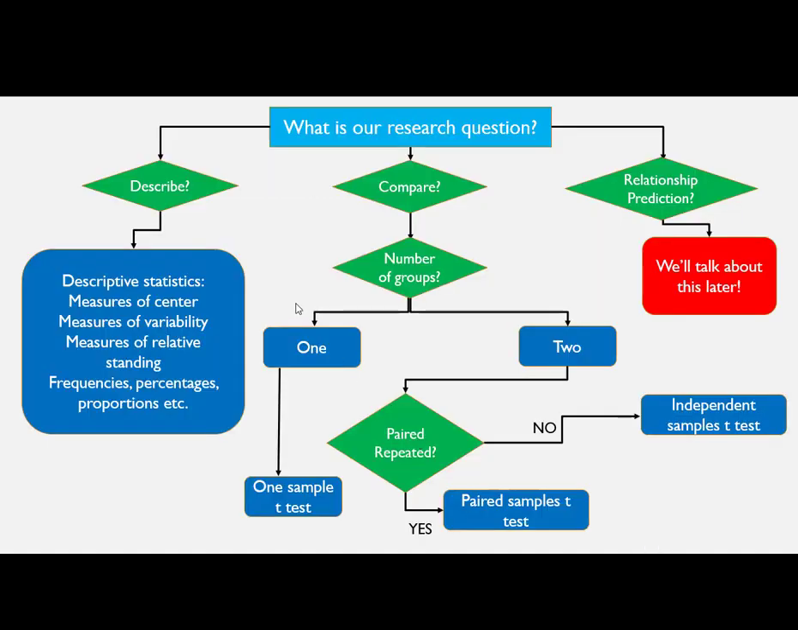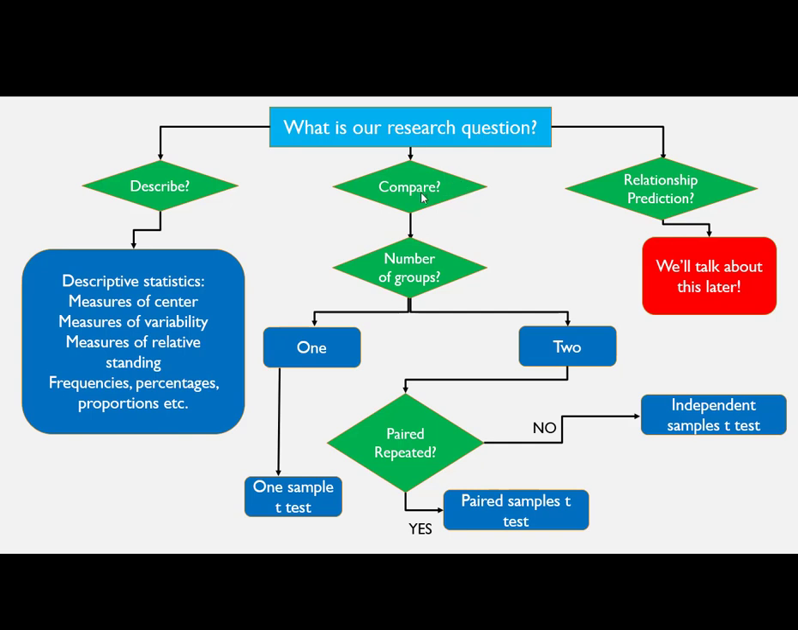Okay, so just to follow up with the tests that we've learned so far. We've learned 3 inferential statistical tests. We've learned a one sample, an independent samples, and a paired samples. But if we consider our research question, are we just trying to describe? If we are, then we're just doing descriptive statistics, not inferential statistics. These would be measures of center, measures of variability, measures of relative standing, frequencies, percentages, proportions, etc.